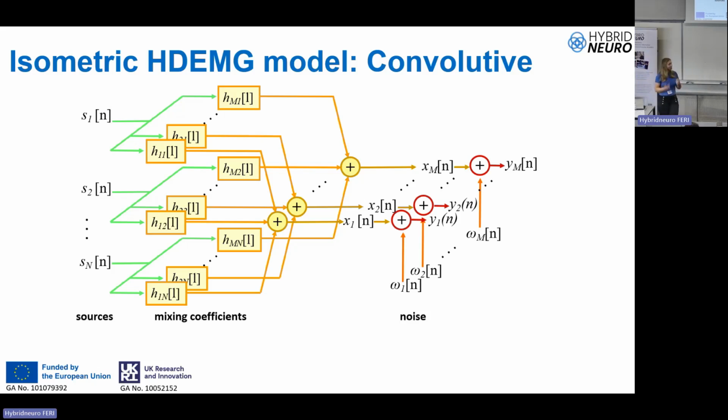What the decomposition algorithm actually does is reverse the process. We start with the high-density EMG signals, and we are trying to get to the sources, which are motor unit spike trains. You can see that the mixing coefficients capture all the anatomic properties of skeletal muscles, while the sources capture all the neural codes from the central nervous system.